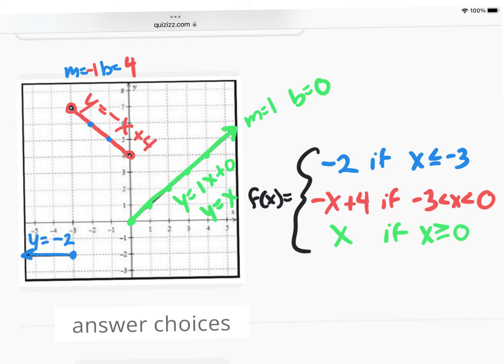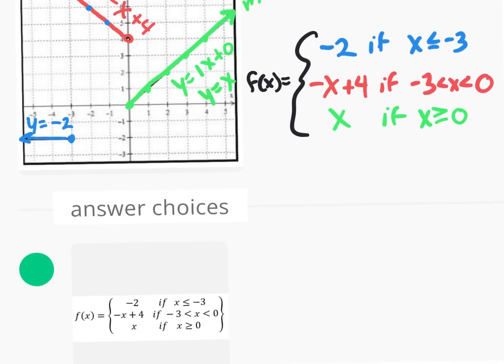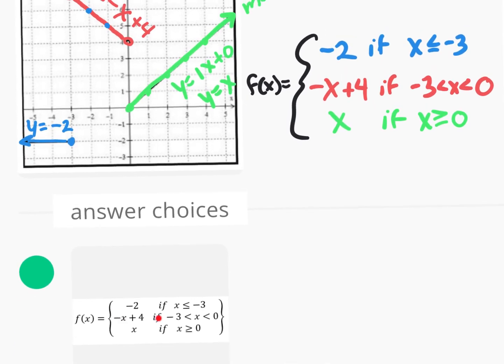Okay, and there is my piecewise function. And if you do this without looking at your multiple choice answers, that's the best option to do. Do that, and then once you have this completely done, then you could look at your multiple choice answers, and you'll see which one is the correct one, which here it is. f of x equals -2. There's the -2. If x is less than or equal to -3, there you go.